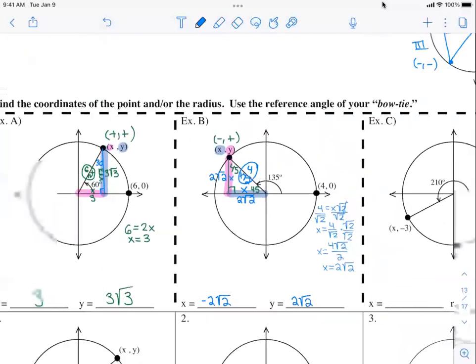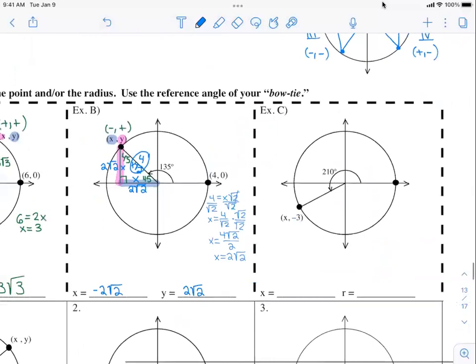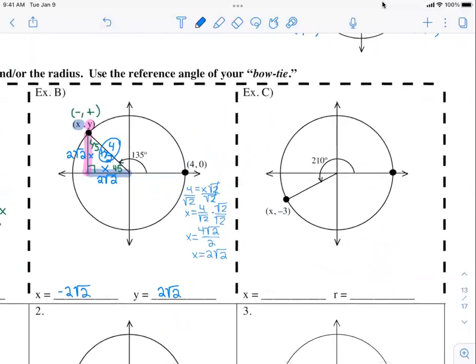Let's take a look at another type of problem. Example C is a little bit different. Notice in example C, they've told us the y coordinate. So now we're going to be solving for r, the radius. So let's talk about how we do that.